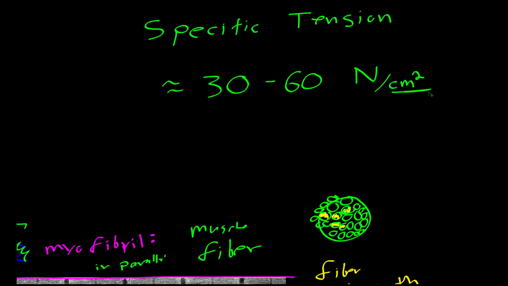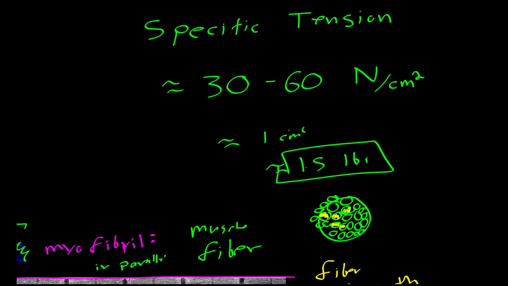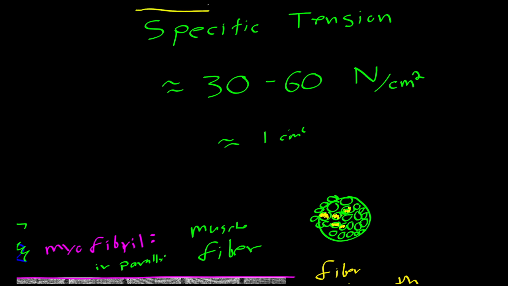But presumably you know how much a square centimeter is, 1 by 1 centimeters. And, well, let's see, 60 newtons would be about 15 pounds. So that means roughly that 1 square centimeter of muscle can produce about 15 pounds of force, which roughly seems about correct. So if you know the cross-sectional area of a muscle, you should be able to scale up the strength of an individual sarcomere to whatever the cross-sectional area of the muscle is.